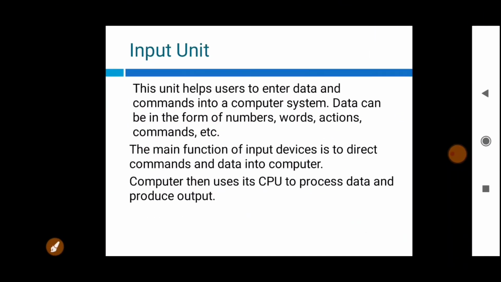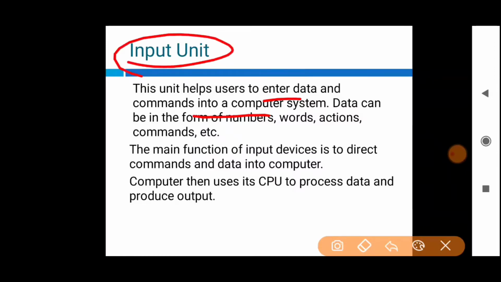Now let us study the input unit in detail. This unit will help the user to enter the data and commands into the computer system. So we need a source where a user can send the information to the computer system, and it is going to be through the input unit. This data can be in the form of numbers, words, actions, and commands. The main function of the input unit is to direct the commands and the data into the computer. Then the computer will use its CPU to process this data and produce the output.